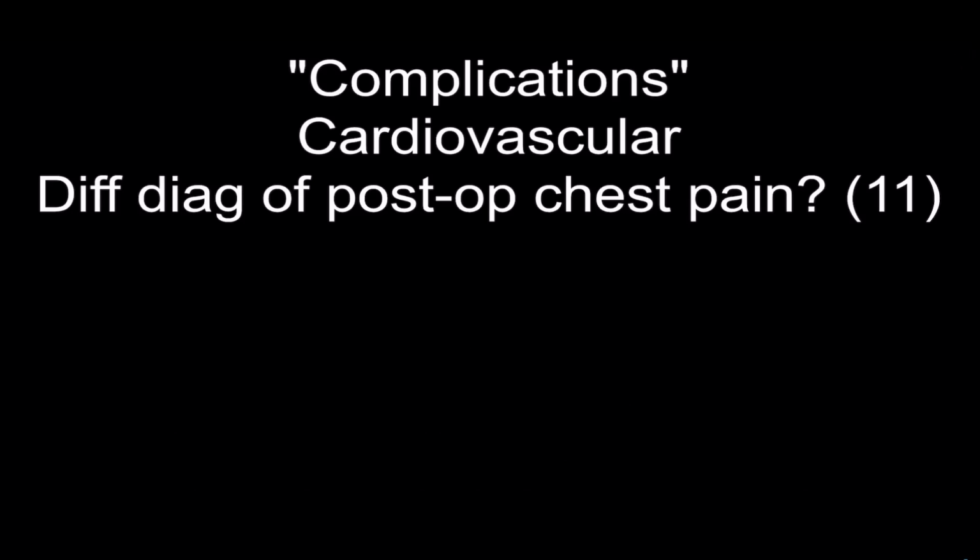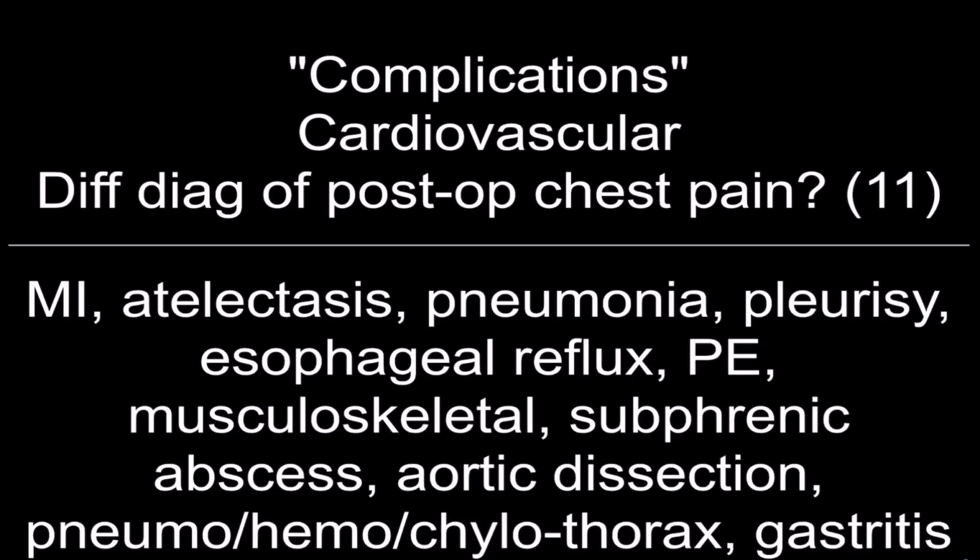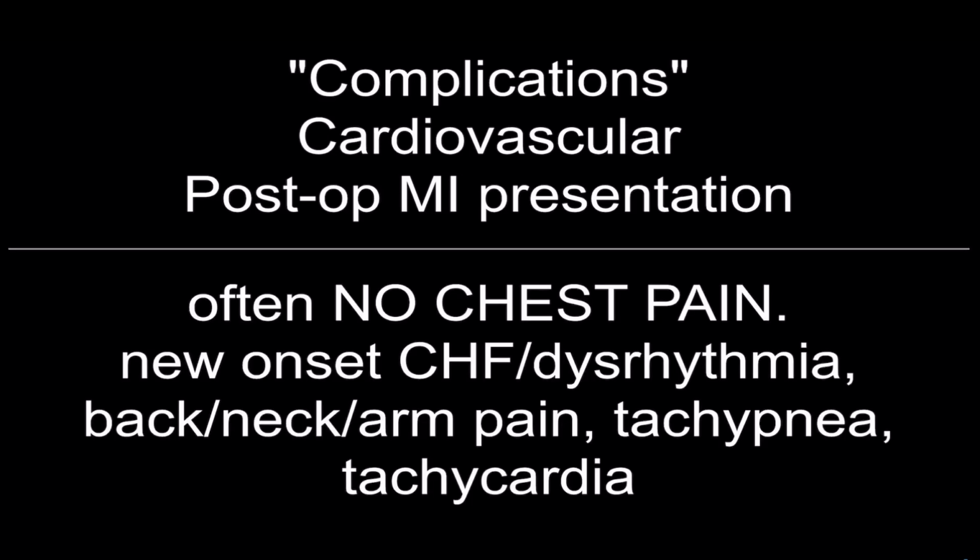Differential diagnosis of post-op chest pain: MI, atelectasis, pneumonia, pleurisy, esophageal reflux, PE, musculoskeletal, subphrenic abscess, aortic dissection, could be pneumohemochylothorax, and gastritis. What's a post-op MI presentation? Often no chest pain, new onset congestive heart failure with dysrhythmia, back, neck, and arm pain, tachypnea, and tachycardia.